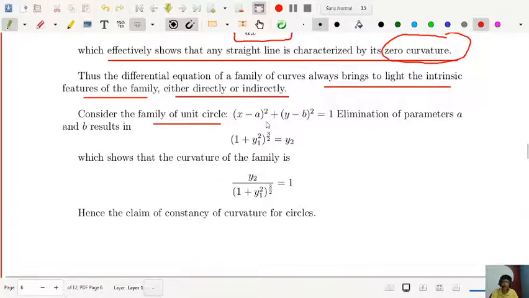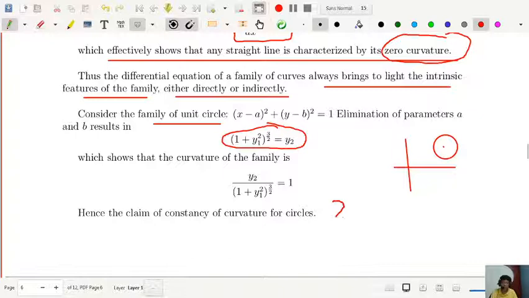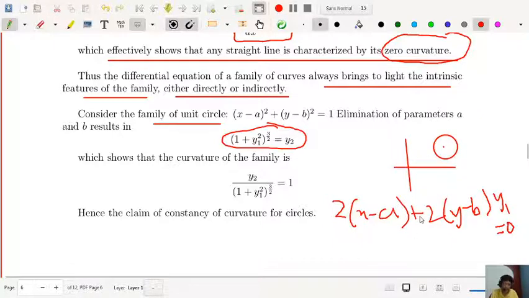Now consider the family of unit circles: (x minus a) whole square plus (y minus b) whole square equals 1, with radius 1. Its center is (a, b). You know how to eliminate a and b. There are two parameters, a and b. If you eliminate them, just like the differentiation I have done, first order and second order, you will get this differential equation. If you differentiate once, you get 2 into (x minus a) plus 2 into (y minus b) into y1 equal to 0. If you differentiate again and eliminate a and b, you will get this type of differential equation.